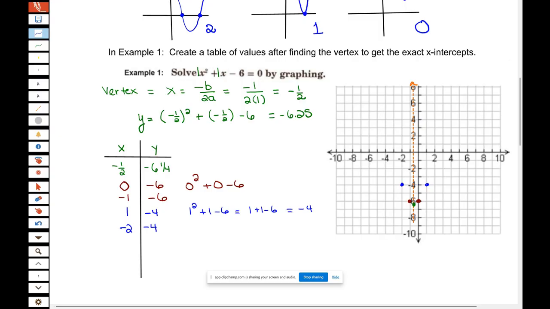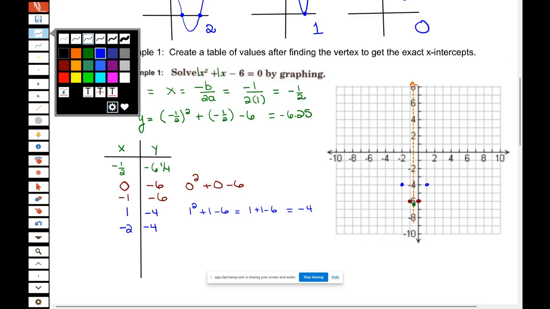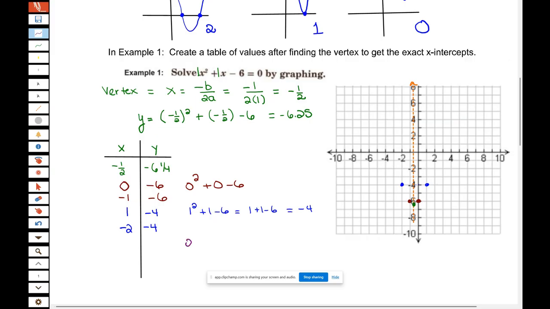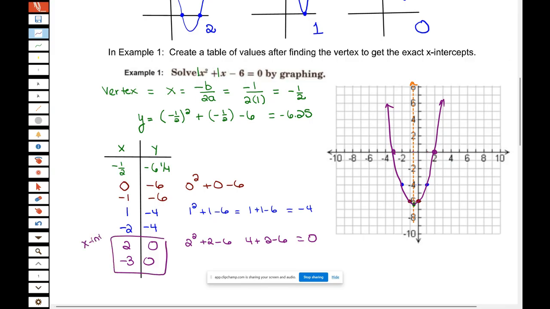Okay, great. Let's try putting in 2 now. 2 squared plus 2 minus 6: 4 plus 2 minus 6. 4 plus 2 is 6, minus 6 is 0. Oh, so at 2 I got 0. That means at negative 3, it's also 0. So we got the 2 x-intercepts just by making a table here. So the exact x-intercepts are right here. Terrific.